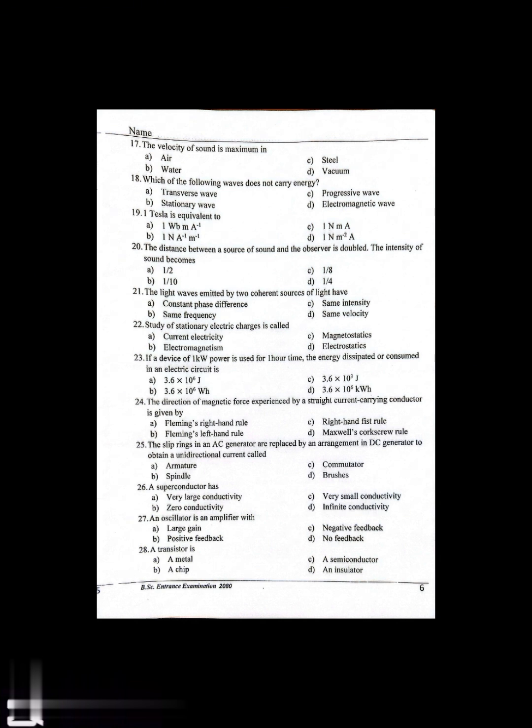23. If a device of 1 kW power is used for 1 hour, the energy dissipated or consumed in an electric circuit is A. 3.6 into 10 power 6 J, B. 3.6 into 10 power 6 Wh, C. 3.6 into 10 power 3 J, D. 3.6 into 10 power 6 kWh.